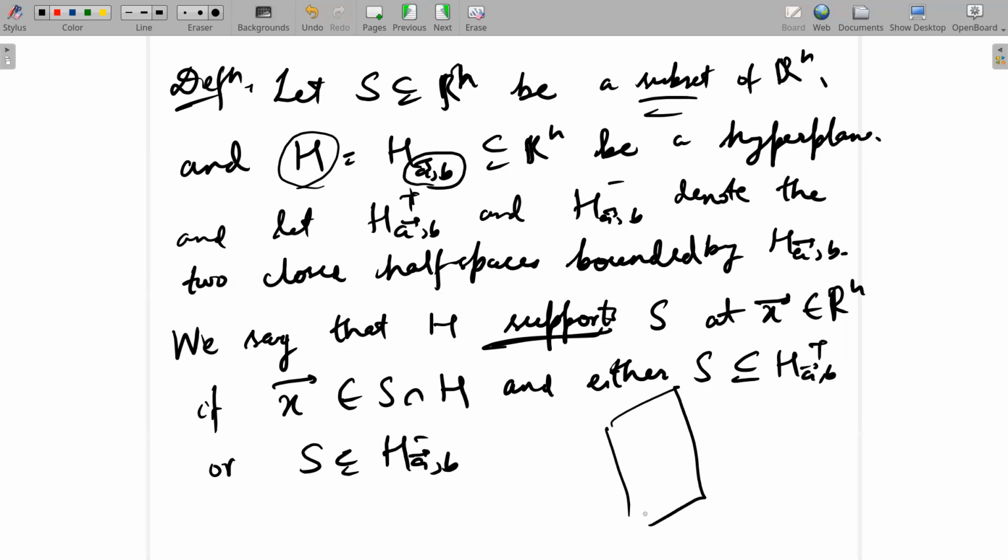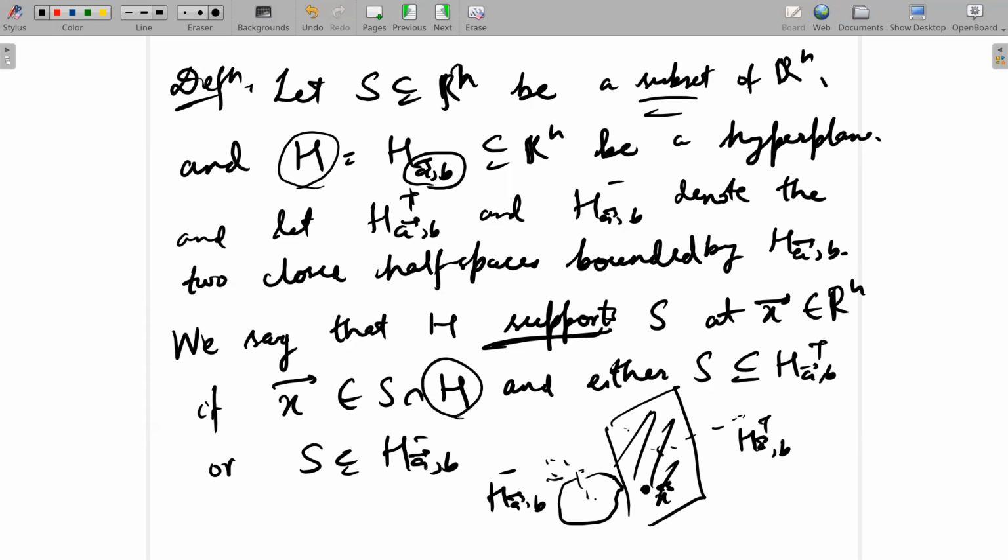So you can imagine I have this hyperplane and I have a region defined here and a region defined here. So this is H_{a,b}^+, this is H_{a,b}^-, and I have a point x here. So the set is somewhere here. I will say this hyperplane H supports S at this point x in S if, first of all, that point also belongs to that hyperplane, and this whole set S belongs to one side of that hyperplane. So that is why it is supporting. That is intuitively clear why we need such a definition. On the other side, no part of S is in there.